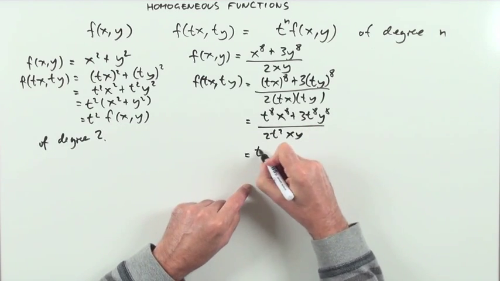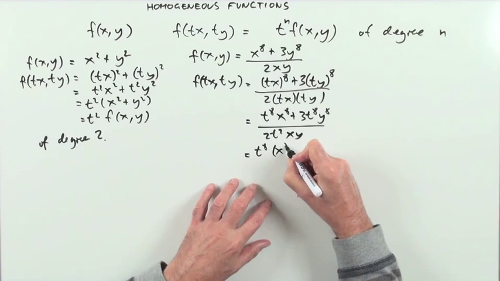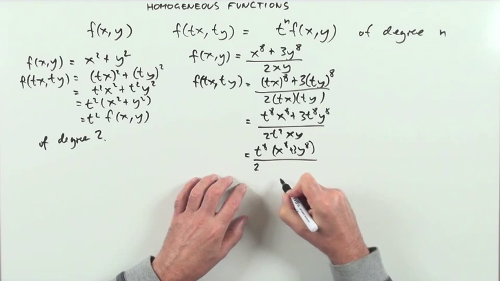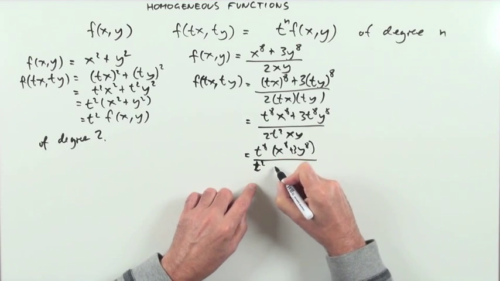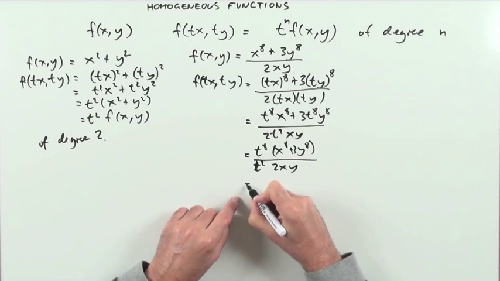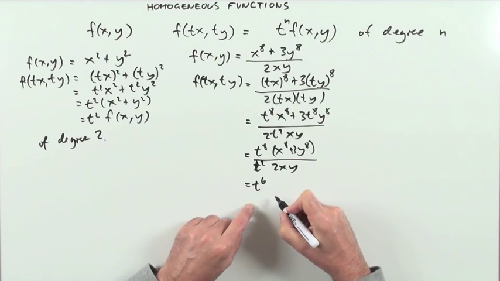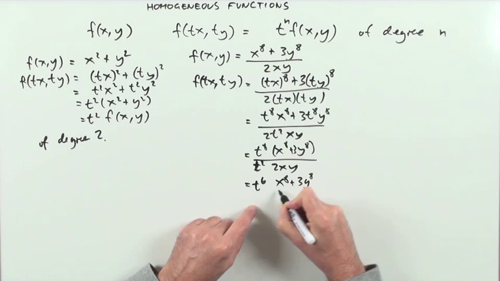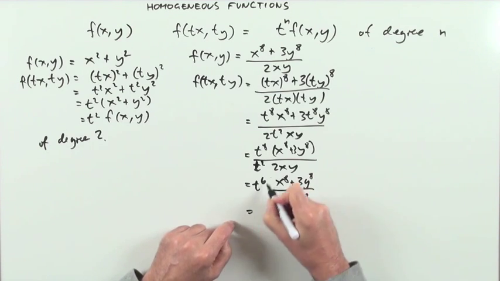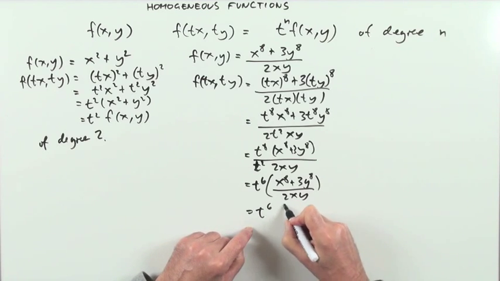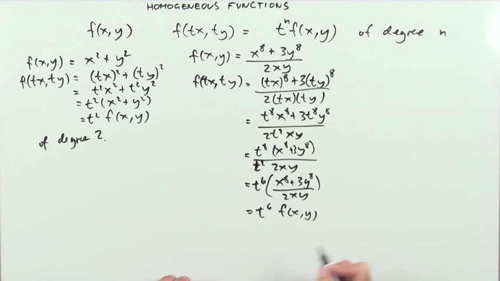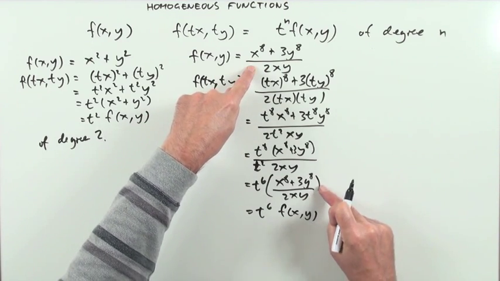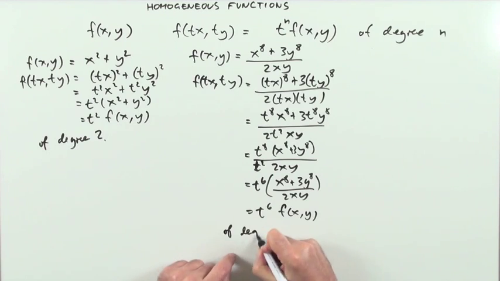Now taking out those t to the 8s, I've got t to the 8 over, I'll just put that first, 2t squared, t squared 2xy, and then cancelling it down, I've got t to the 6 times that thing, x to the 8 plus 3y to the 8 over 2xy, which of course is just the original function. Which means again, that was homogeneous, because I've ended up with the same function I've started with, of degree 6.